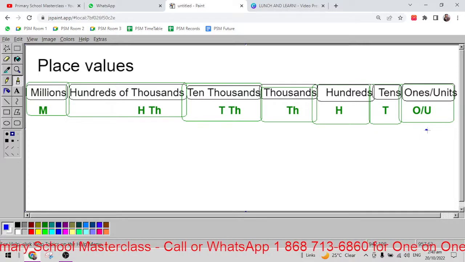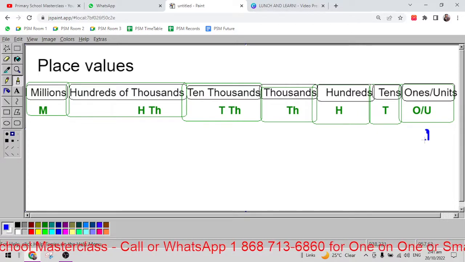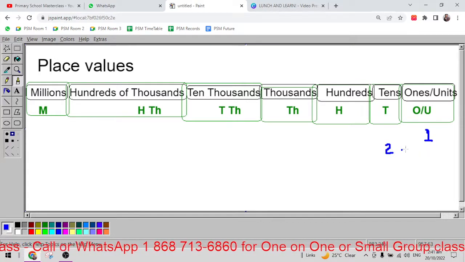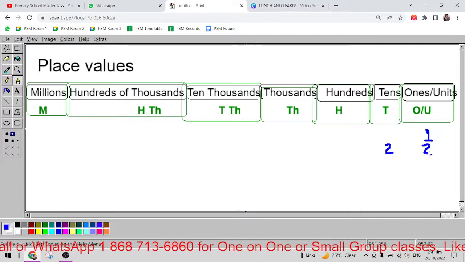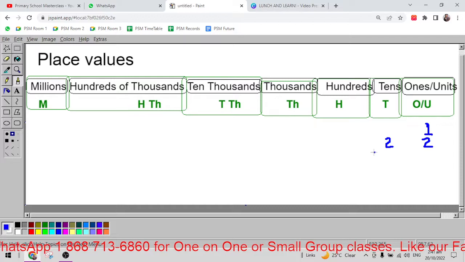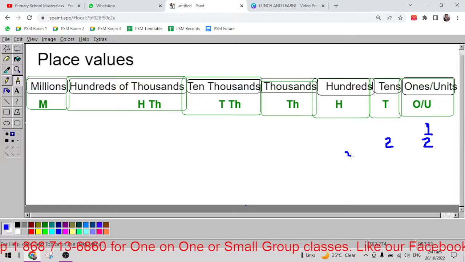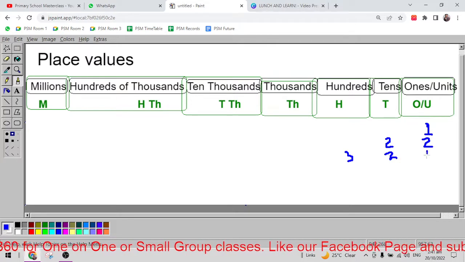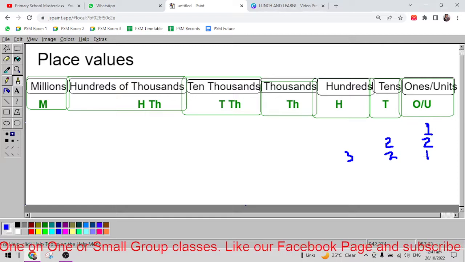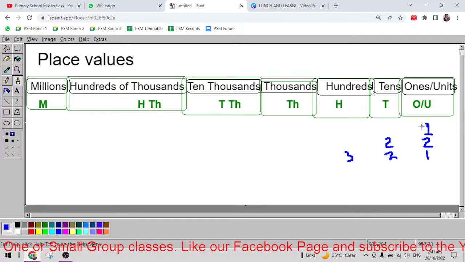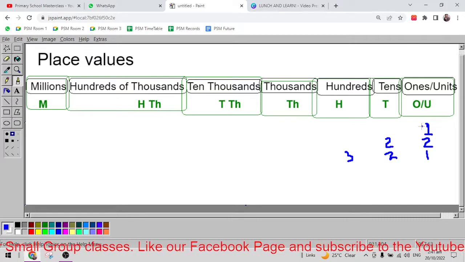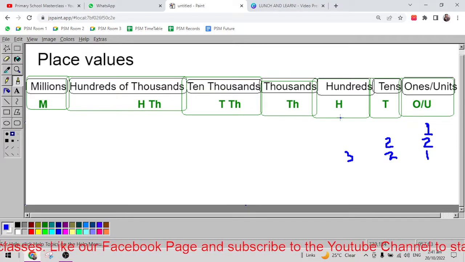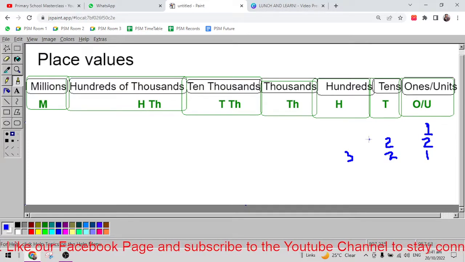A single digit number would be 1. Then a two digit number, let's say 22. Then a three digit number, I would say 321. So those would be numbers for ones, tens, and hundreds.